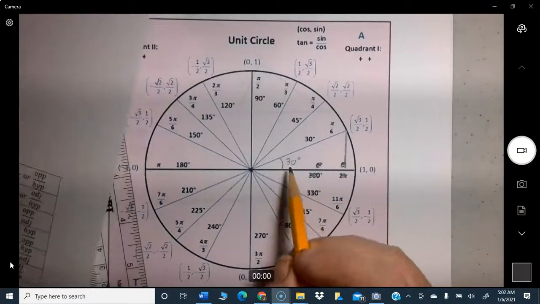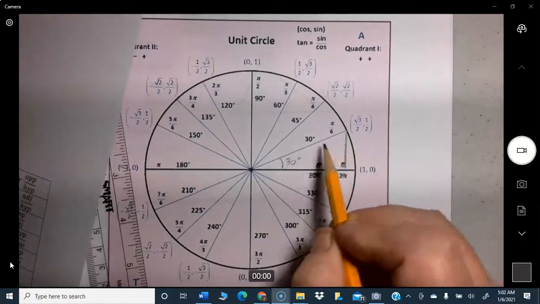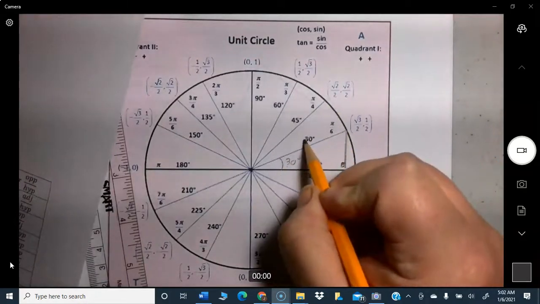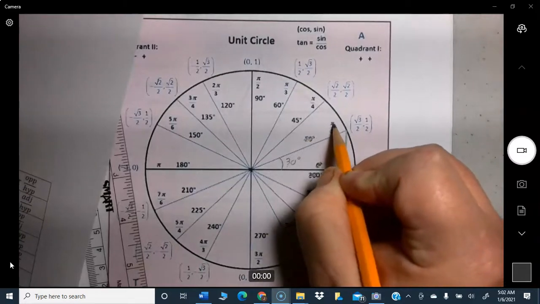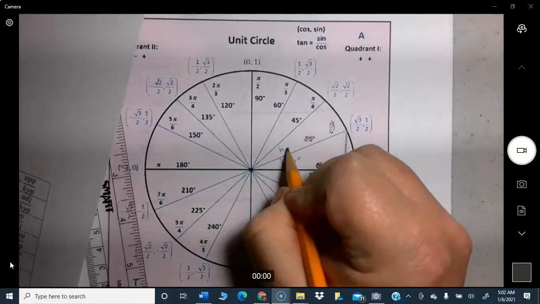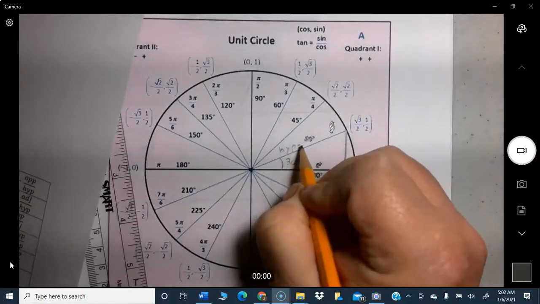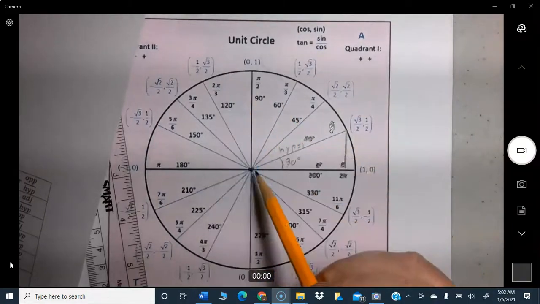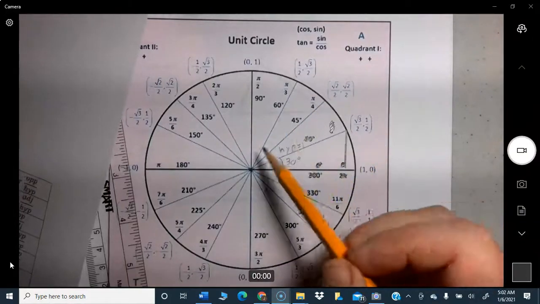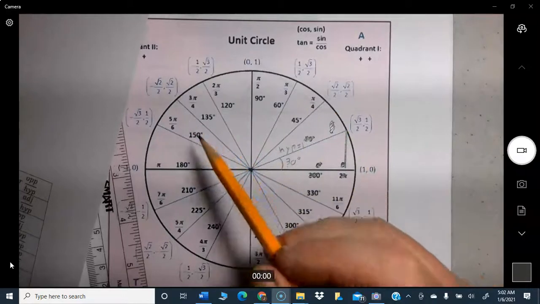Okay, so if this is 30 degrees, then this side, the longest side, is the hypotenuse. And with a unit circle, the hypotenuse is the longest side, and that equals 1. That's what unit circle means. It means it has a radius of 1. So that's 1 for all of these lines coming out like this.